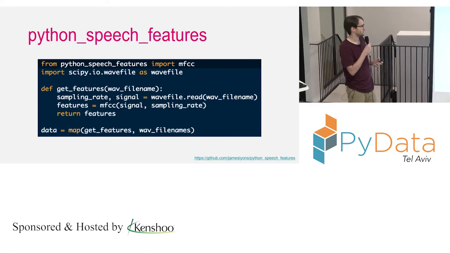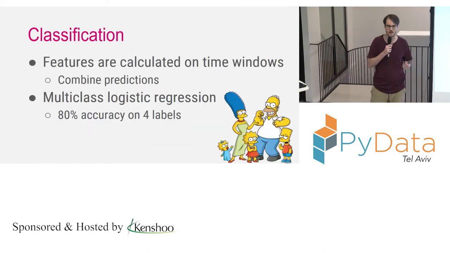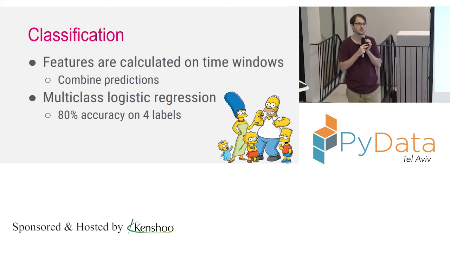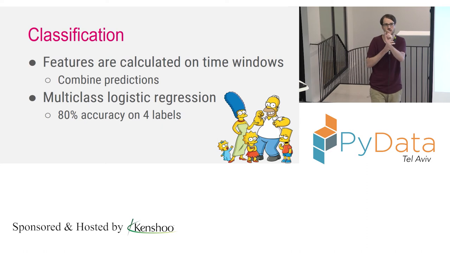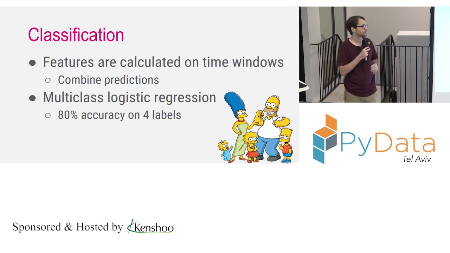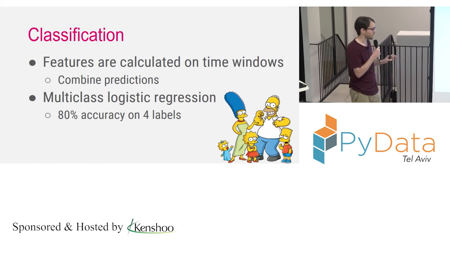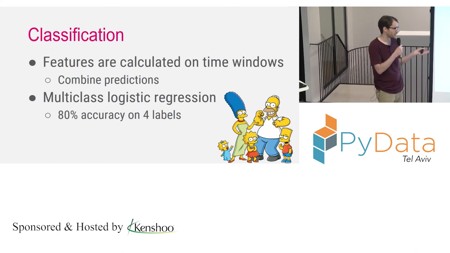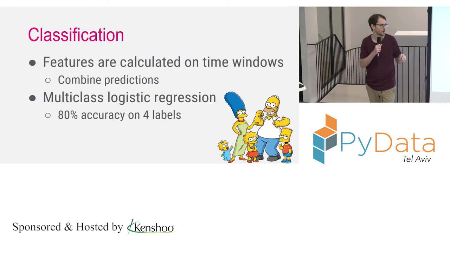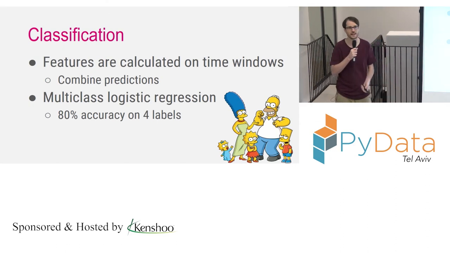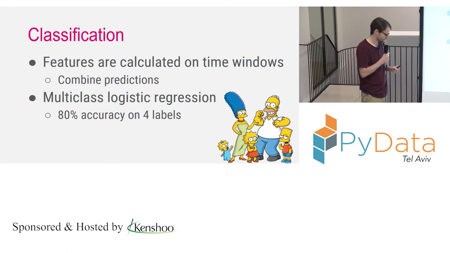Cool. So now we have the features. We can define the features on small time frames. We can run the prediction on each and every time frame and combine the predictions. Using multi-class logistic regression, we got around 80% accuracy on four labels. The labels are Homer, Marge, Lisa, and Bart. Maggie doesn't speak, so no labels for her. Cool. So now we know the speaker.